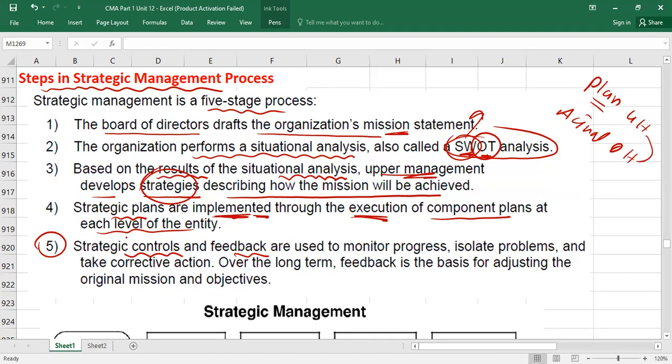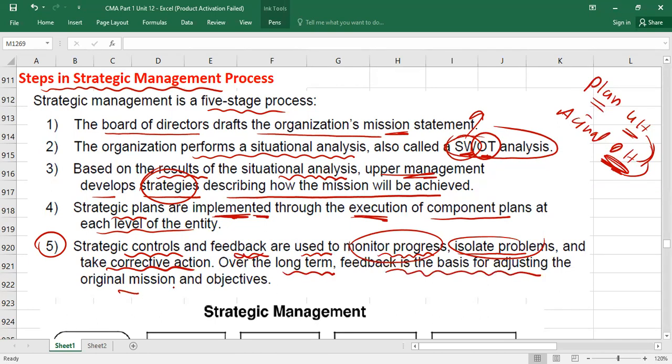So what you will do, this is called strategic control. Control means what? When you compare actual results with the planned results. Strategic control and feedback are used to monitor progress and isolate problems. Like, you will monitor your progress, identify what problems you are facing in implementation, and take the corrective action. For example, if you're studying 0 hours, obviously you have to take corrective action. You have to give proper time to your study. Over the long term, feedback is the basis for adjusting the original vision and objectives. I hope it is clear, guys, right?